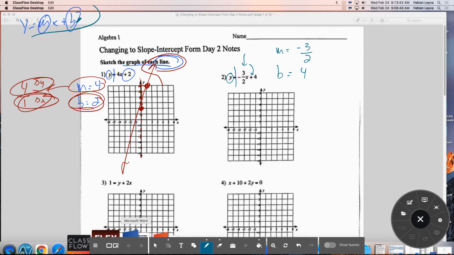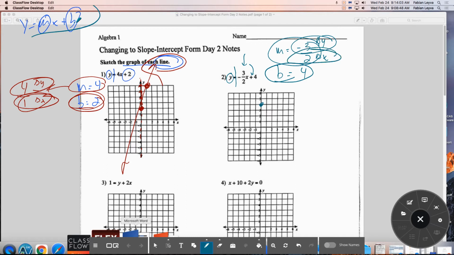So if I'm going to use these 2 pieces to graph that line, I'm going to start with my y-intercept of 4, which is right over here, and then I'm going to use my slope to figure out the steepness, or where my next coordinate point is to draw the line. Remember, change in y over change in x, so I'm going to change negative 3 in the y direction for every change of 2 in the x direction.